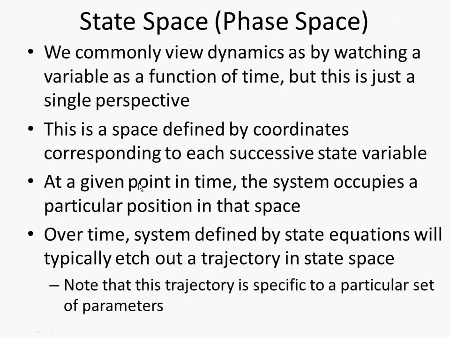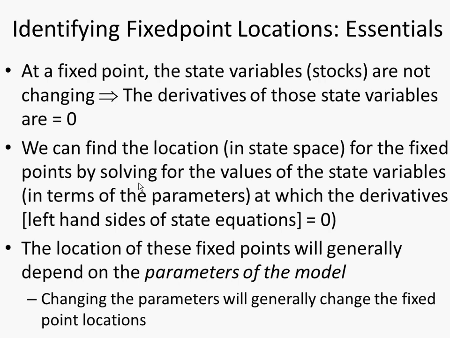And in general, if we have n state variables, we will have n coordinates of that state space, one for each state variable. Any questions on that? Because that much has been reviewed. Questions on that?